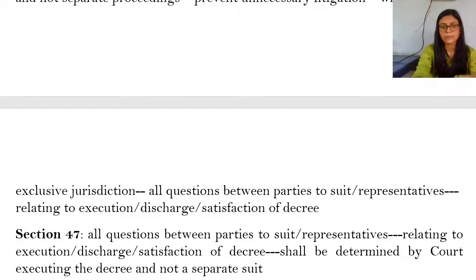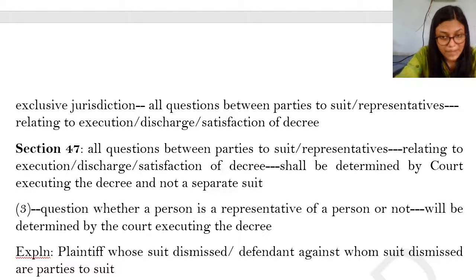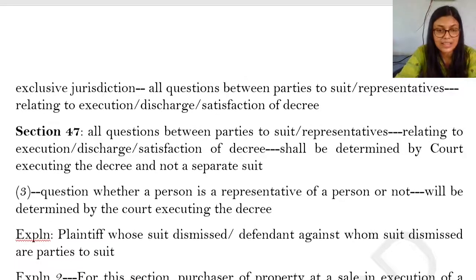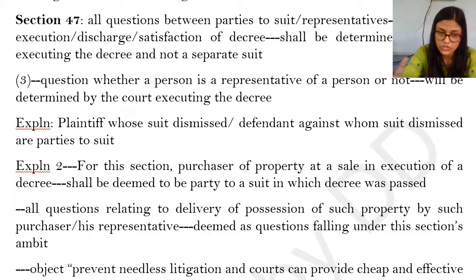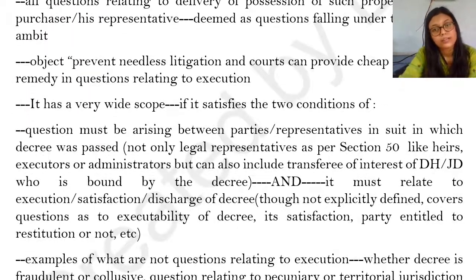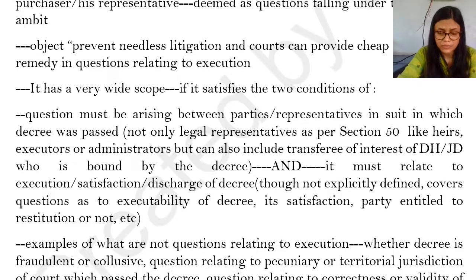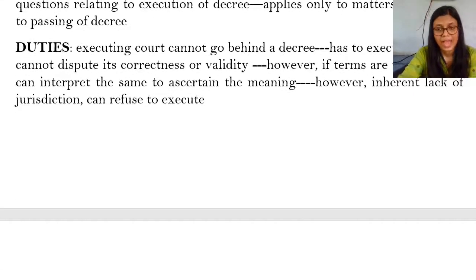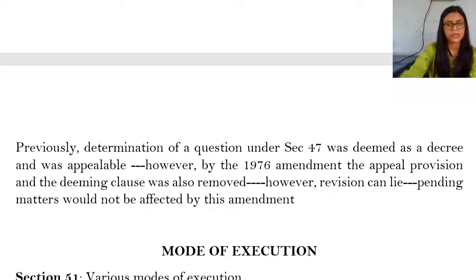Very important to remember, section 47, the number becomes important. What are the questions, between whom these questions should lie, and what these questions should relate to. You can see some examples in the section itself and some examples that we have dealt with here. What is the object, we can understand. What are the powers of the court, what are the duties of the court, and that the appealability, its deeming as a decree and its appealability was removed by the 1976 amendment.